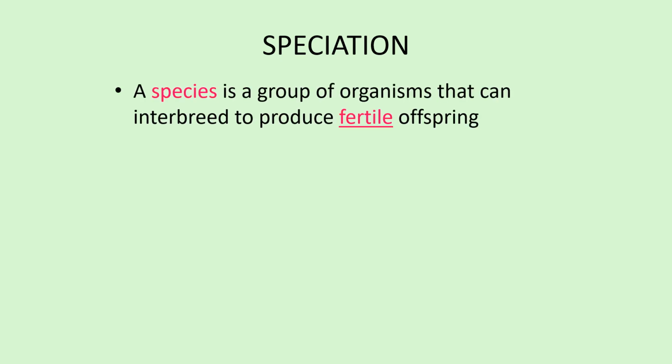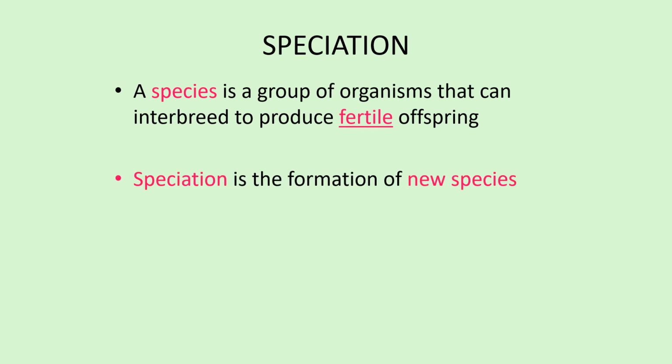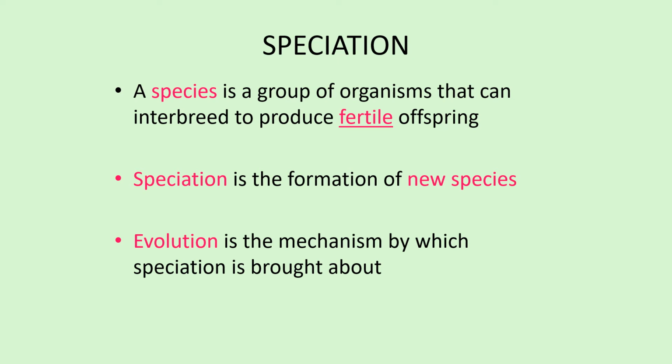Let's now look at speciation. So pause the video and try to write out the definition for a species before I go over the answers. The answer is that a species is a group of organisms that can interbreed to produce fertile offspring. You also need to know the word speciation. So speciation is the formation of new species, and you need to know that evolution is the mechanism by which speciation is brought about.